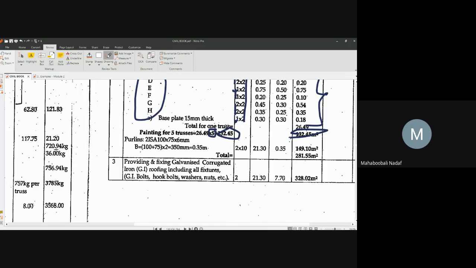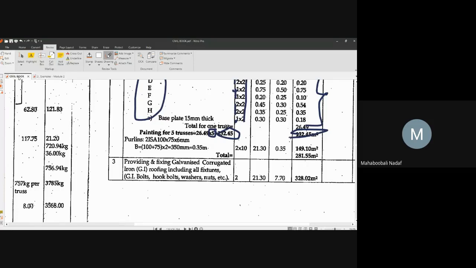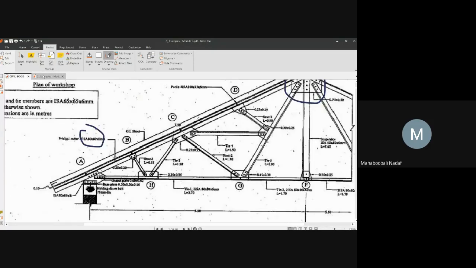You have forgotten purlins, correct or not? Yes, sir. Okay. Give me the perimeter of purlin now. Purlin size is ISA how much? 100 by 75 by 6. Purlin size is 100 by 75 by 6.